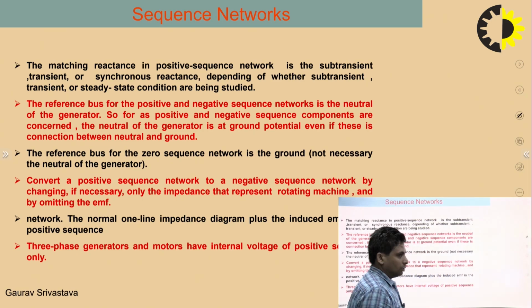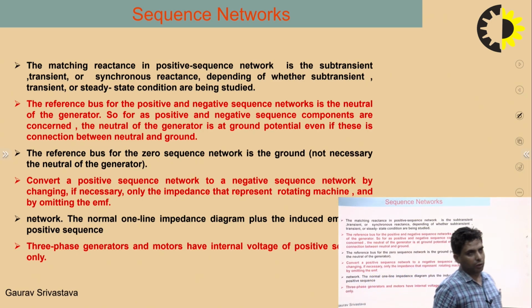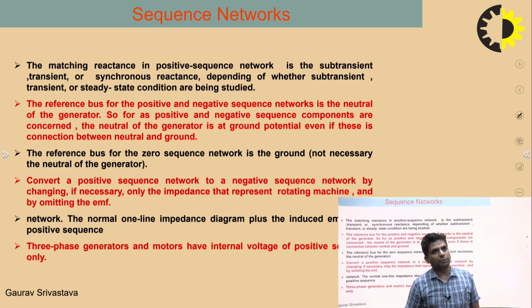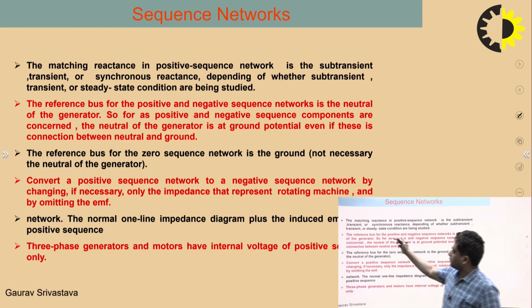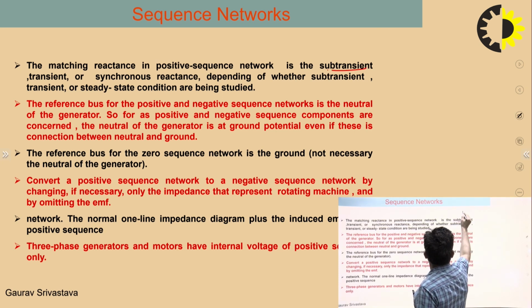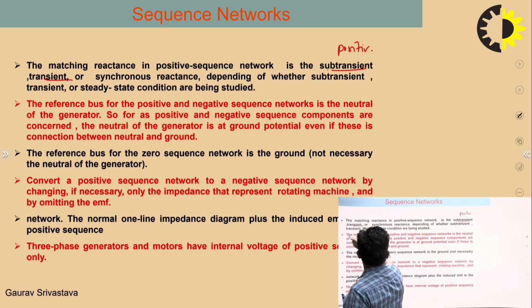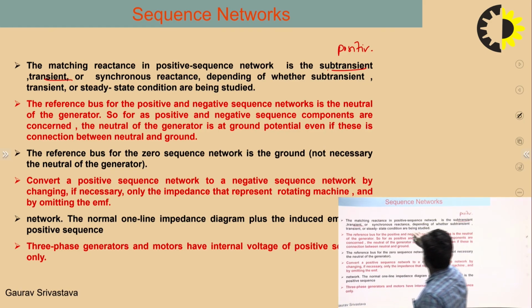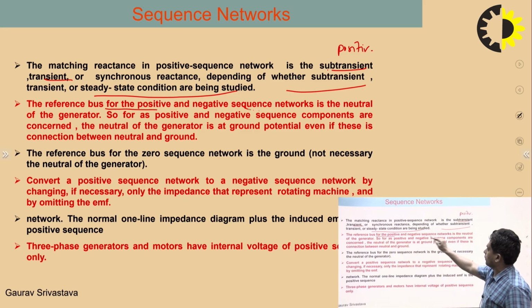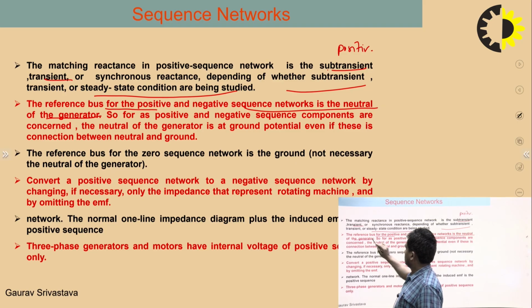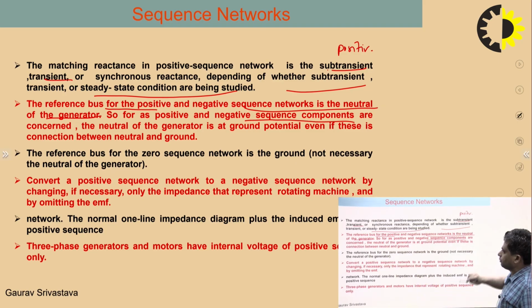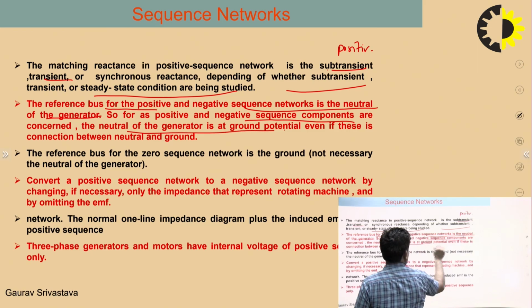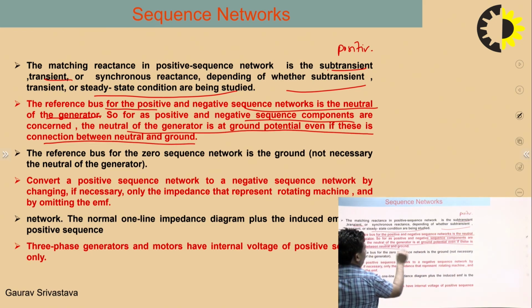Furthermore, there are a few more points. The machine reactance in the positive sequence network is the subtransient, transient or synchronous reactance, depending on whether subtransient, transient or steady state conditions are being considered. The reference bus for the positive and negative sequence networks is the neutral of the generator. So far as positive and negative sequence components are concerned, the neutral of the generator is at ground potential, even if the neutral is grounded through an impedance.